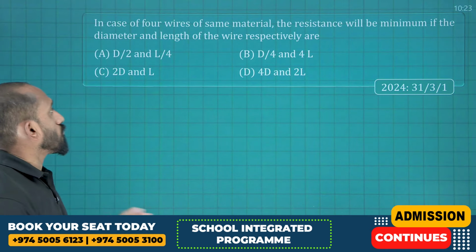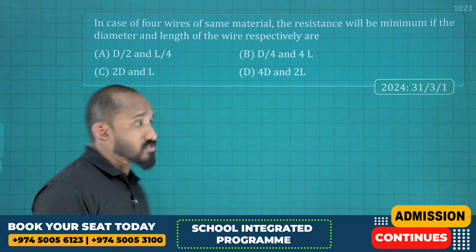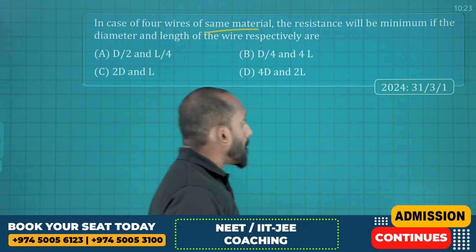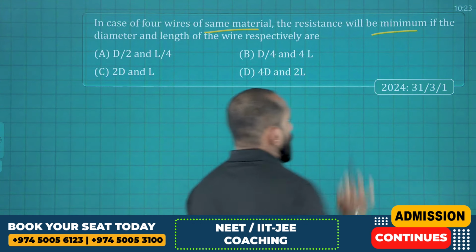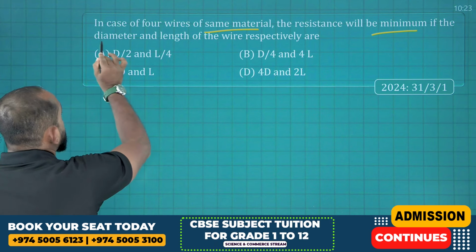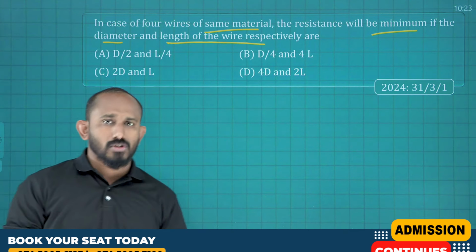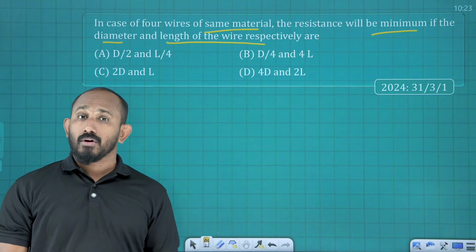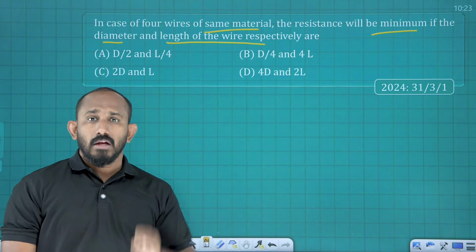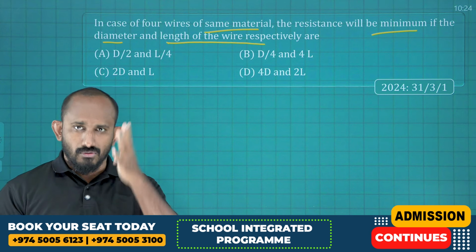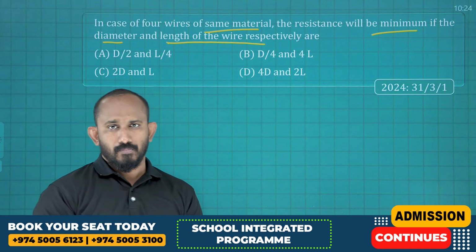In the case of 4 wires of the same material, the resistance will be minimum if the diameter and length of the wire respectively are... So it's a logic question. Resistance depends upon the nature of the material, length of the wire, area of cross section, and temperature also. Four factors on which the resistance depends.